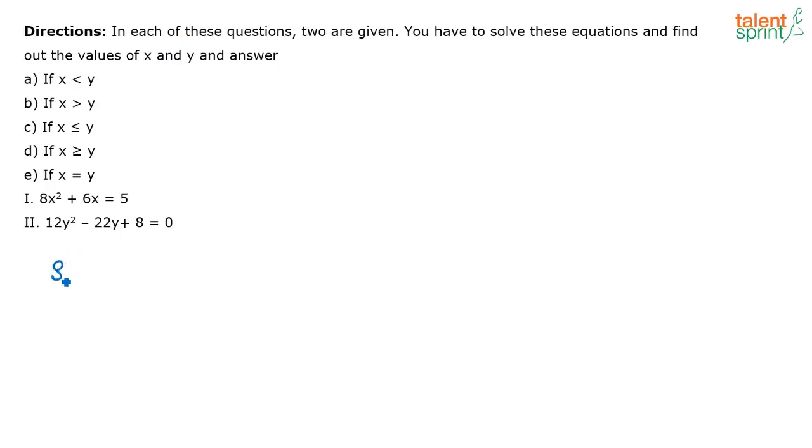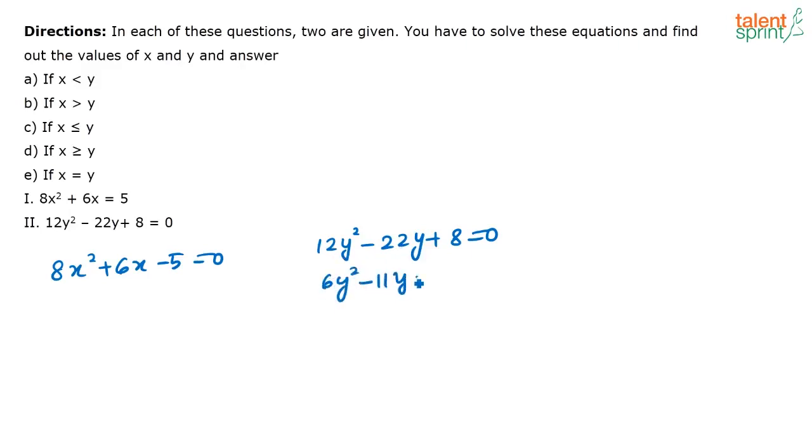So here you have 8x squared plus 6x minus 5 is equal to 0. So that is one equation, and then the next equation is 12y squared minus 22y plus 8, that is equal to 0. So let me see who is giving me the answer for this question first. I can write this as 6y squared minus 11y plus 4 is equal to 0.